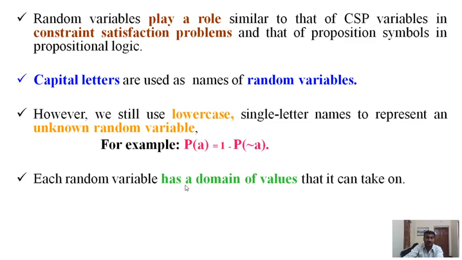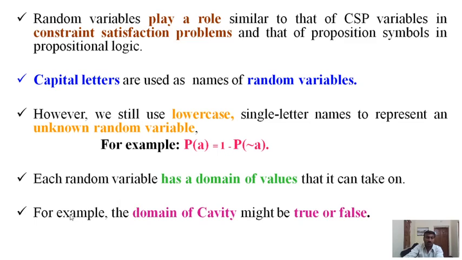Each random variable has a domain of values that it can take on. For example, the domain of Cavity might be true or false. Cavity may be available or may not be available. If available, it comes under true; if not available, it comes under false. So the random variables always depend on the domain of values, either true or false.